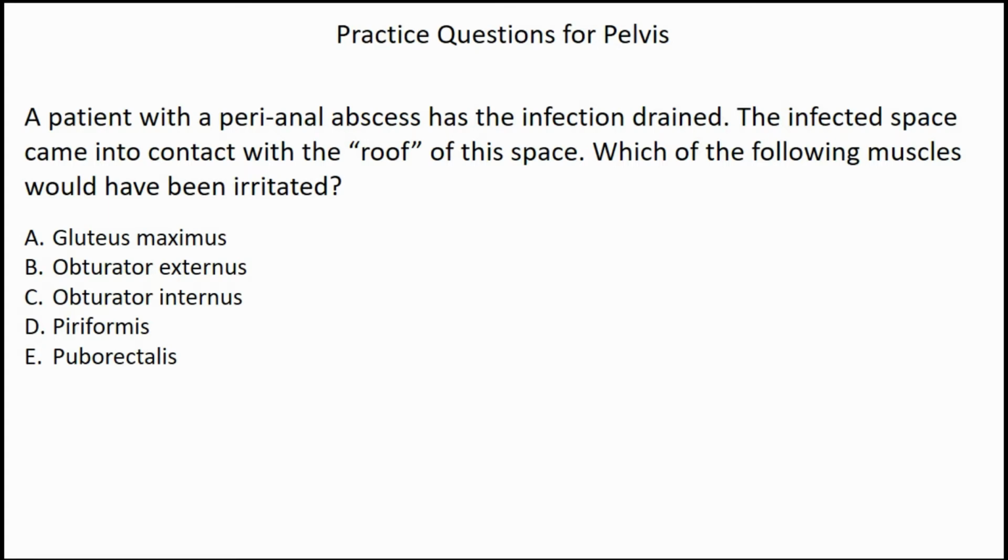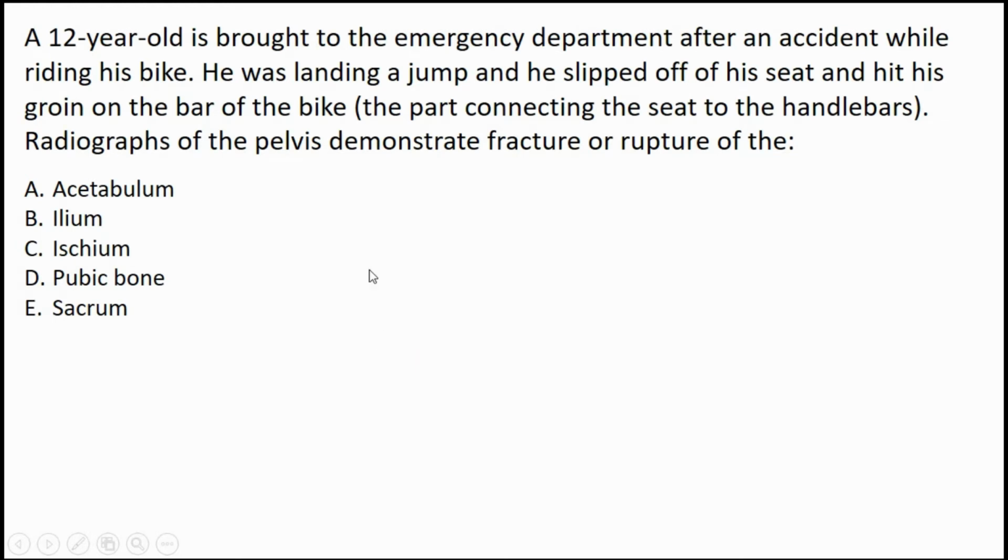Alright, the correct answer here is E. So what we're talking about here is a perianal abscess. So we're going to be posterior to the urogenital triangle. The area above or superior to the perianal space in the pararectal fossa is the levator ani muscle, and the puborectalis is a member of that group. Next question. Go ahead and pause until you're ready.